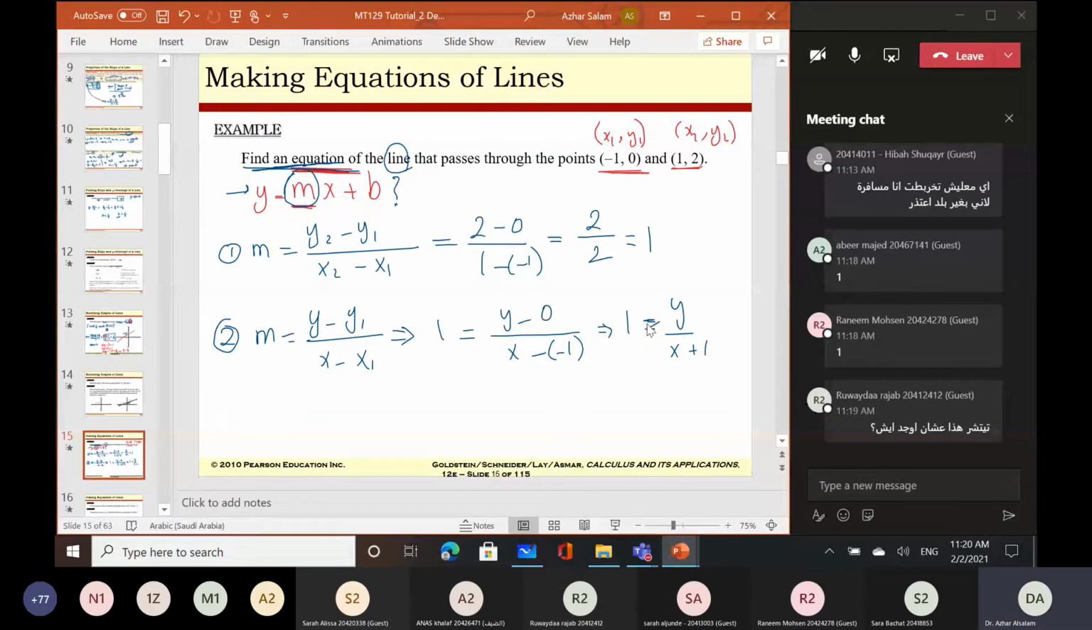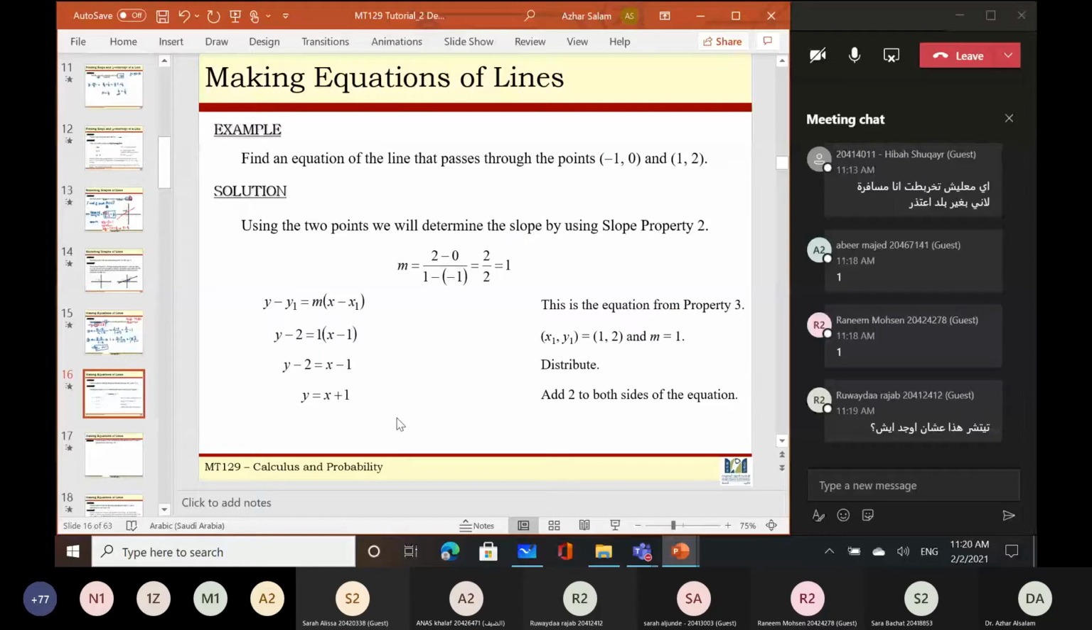So here I multiply either like this. So it will be y equals x plus 1. This is the equation. Okay, the slope is 1 and the y-intercept is 1.